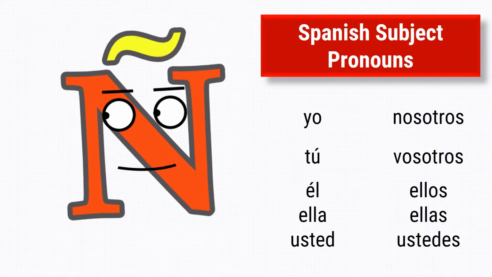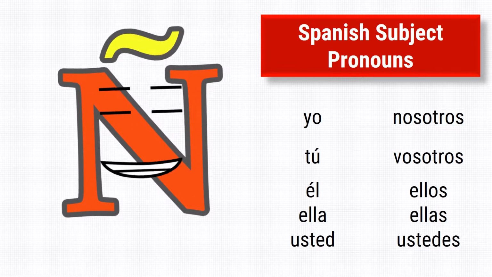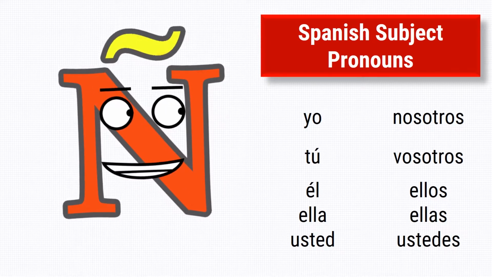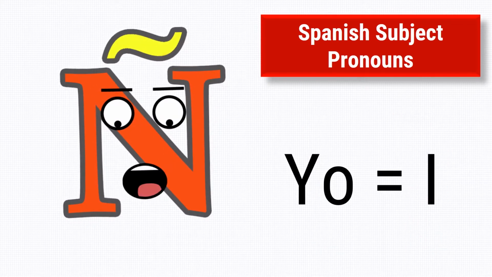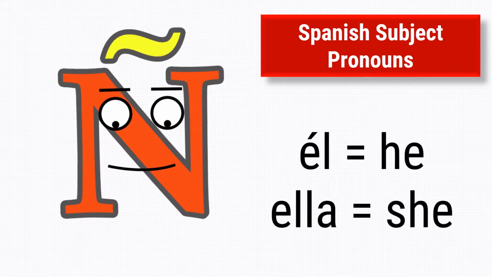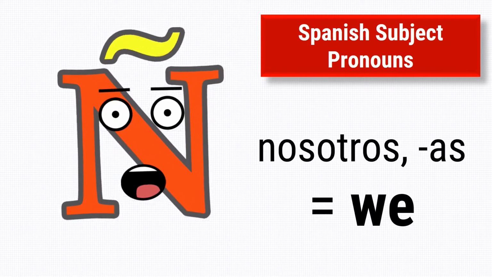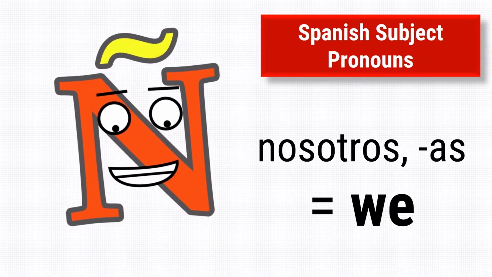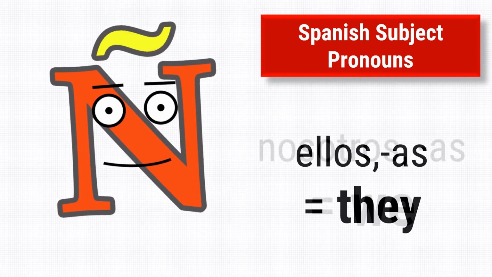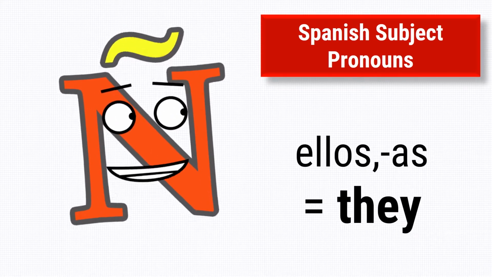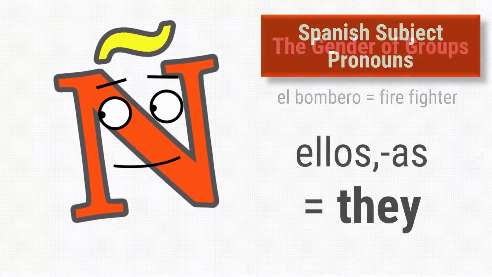In Spanish, the subject pronouns are yo, tú, él, ella, usted, nosotros, vosotros, ellos, ellas, and ustedes. Yo means I, él means he, and ella means she. Nosotros is we, and if it's a group of all women, you can change it to nosotras to make it feminine. Ellos means they, and if it's a group of all girls, you can make it ellas.